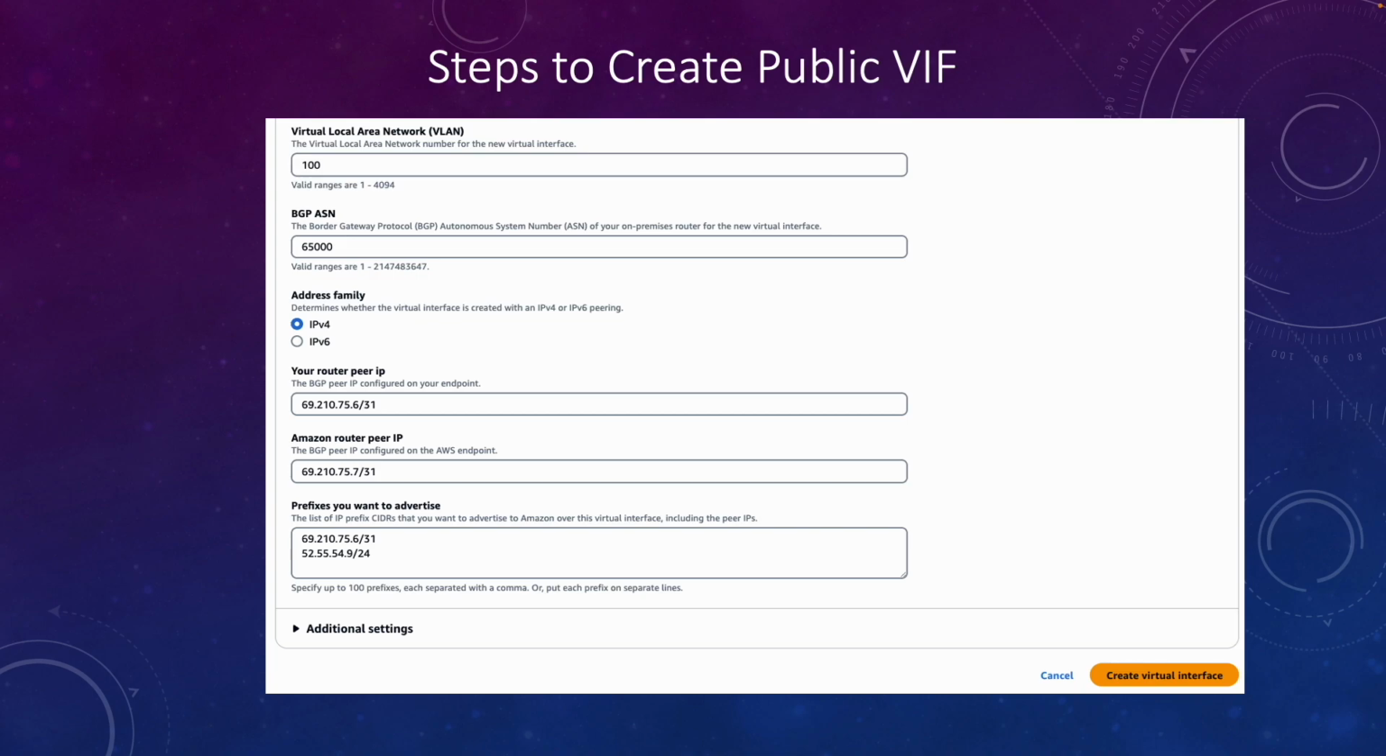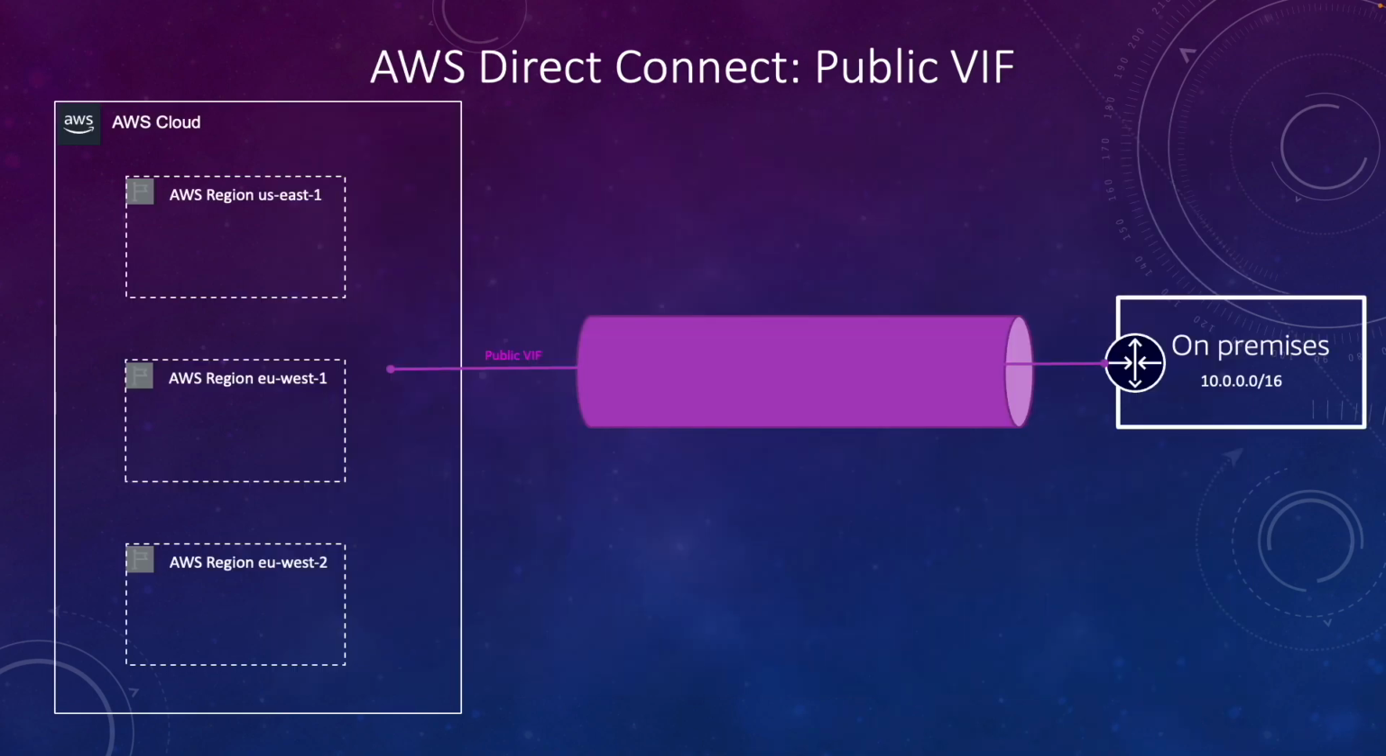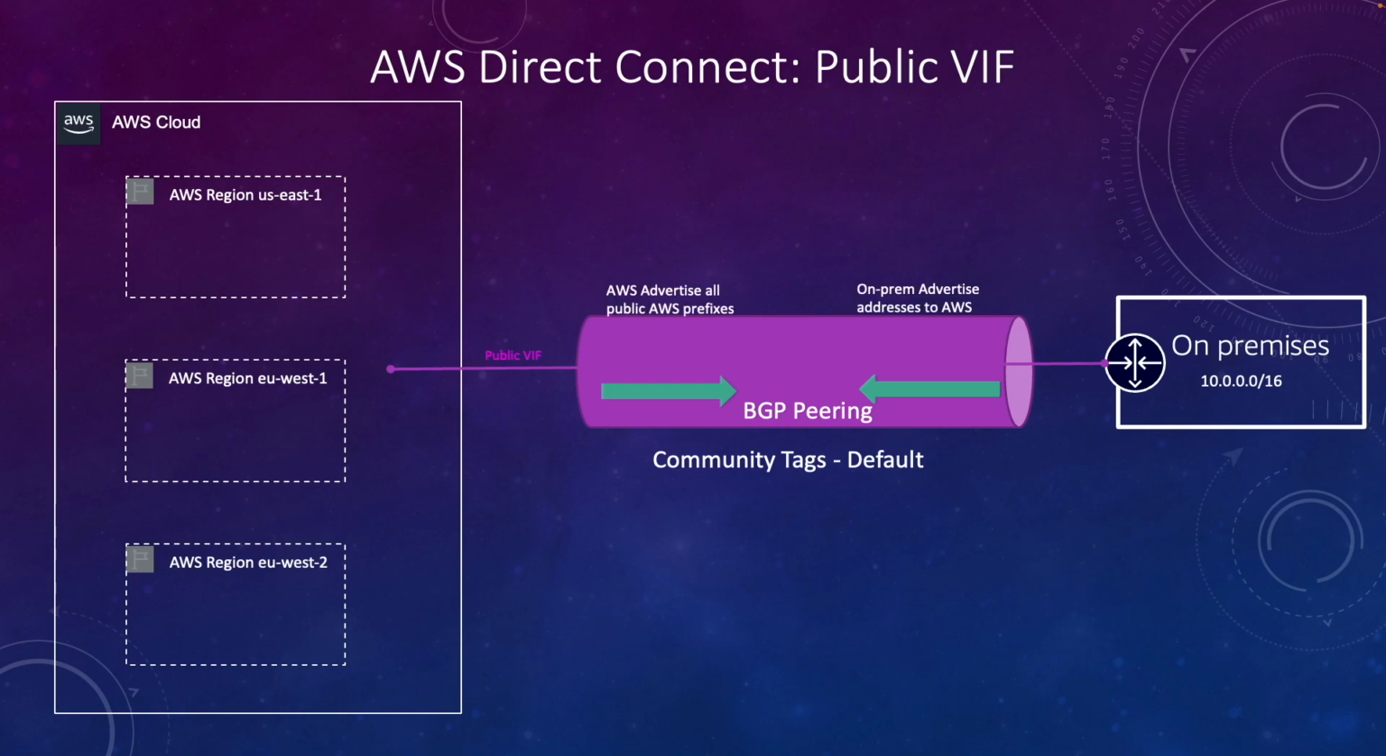Next, you will provide the prefix you want to advertise. So after creating this public virtual interface, BGP peering will happen, and by default it assumes that you don't have the community tags, which I will be covering in my next slide. AWS will advertise all the public AWS prefixes to you, and you will advertise your prefix to AWS. When I say all the public AWS prefixes, this includes any public IP address AWS has from all the regions, from all the continents. So you'll get a lot of IP addresses. And similarly, whatever IP address you advertise to AWS gets advertised to all the regions.